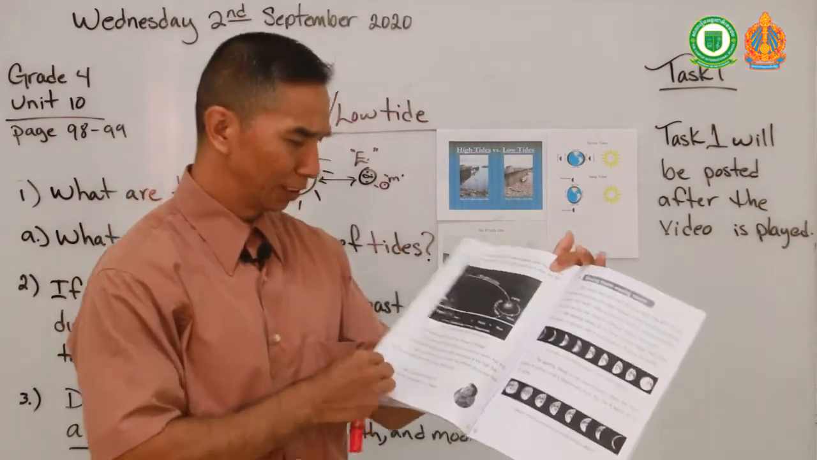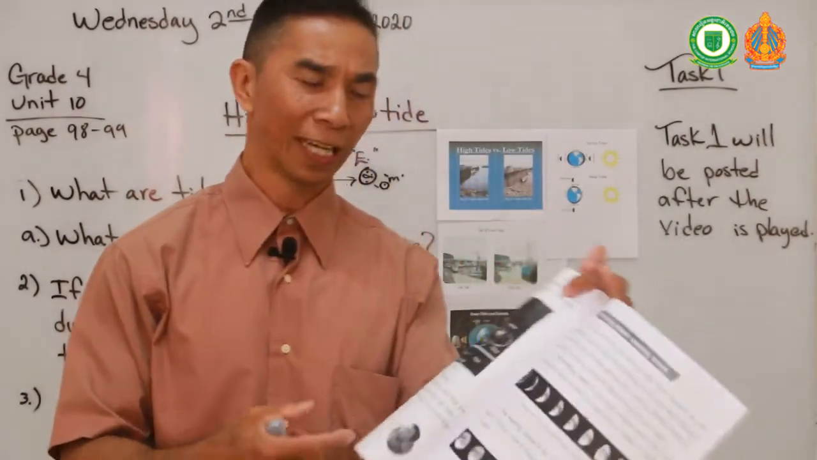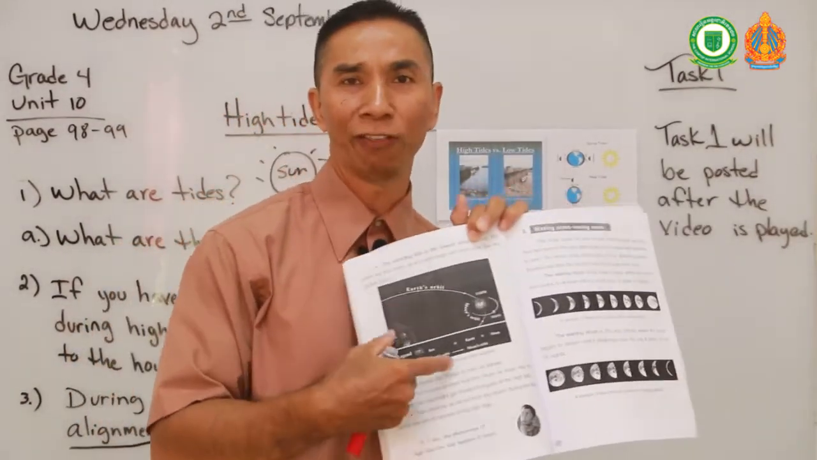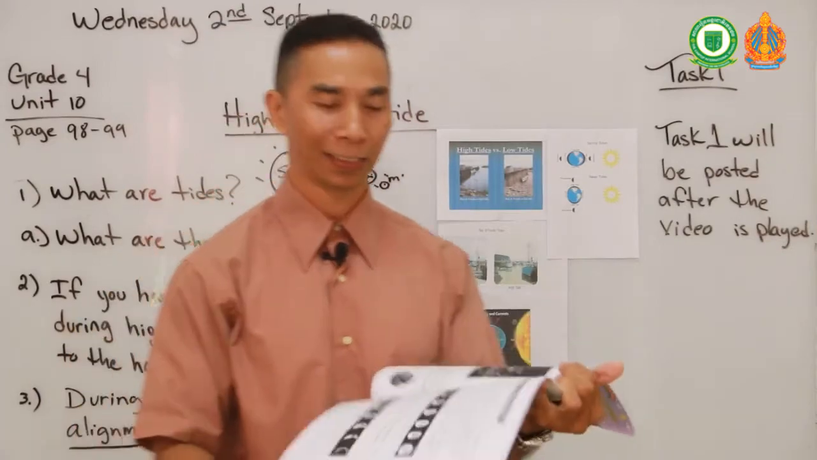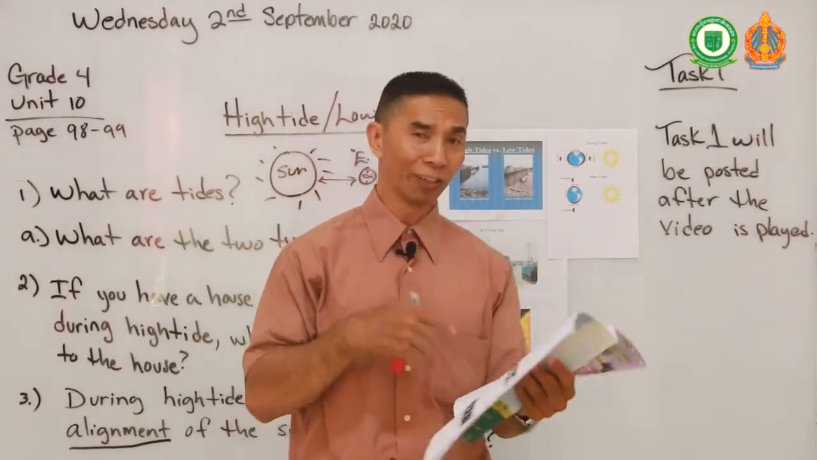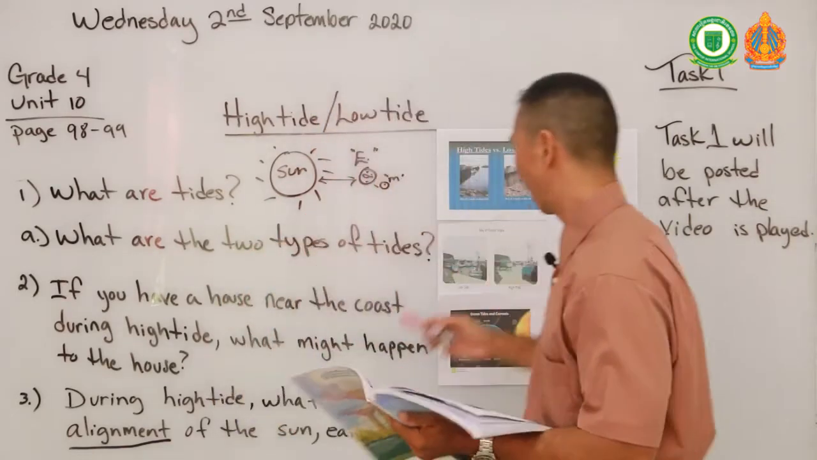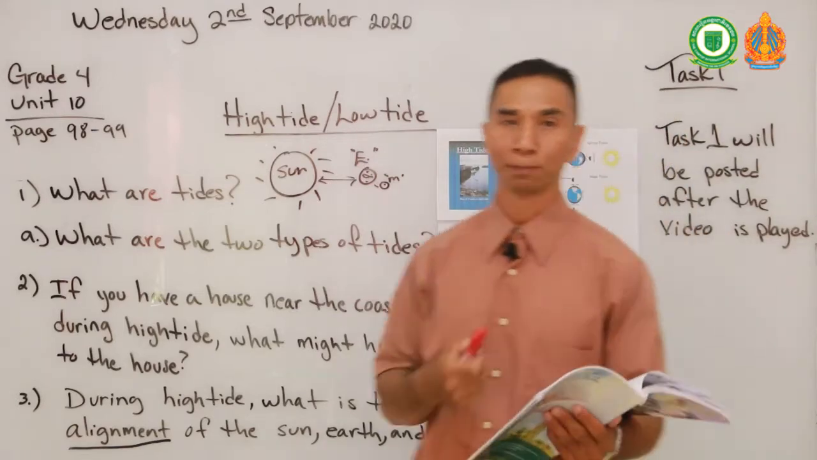Okay, class, after you read pages 98 and 99, you will have a better understanding of low tide and high tide and how the gravity of the moon affects the tides. Okay, this is the end of our first video. We will discuss more on our Telegram post about high tide and low tide and the position of the moon after I post this picture.